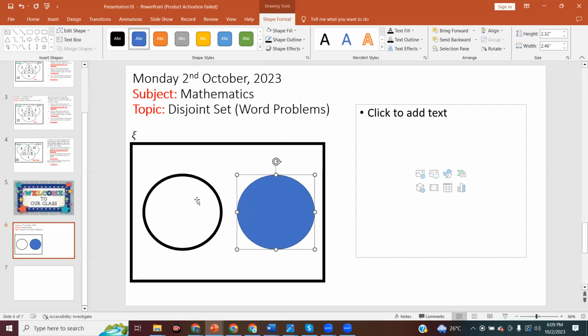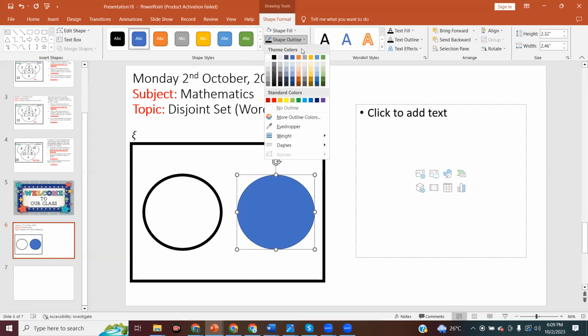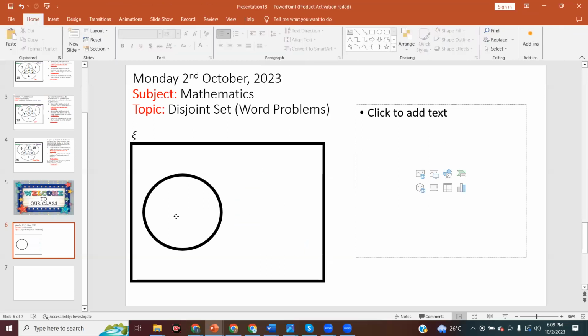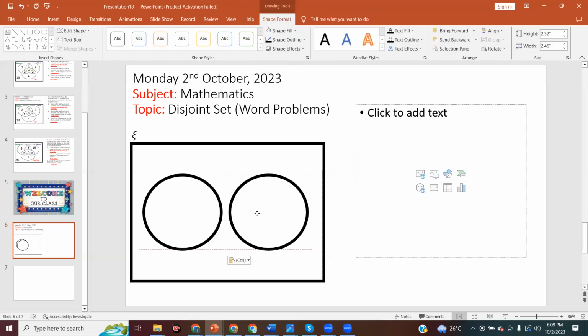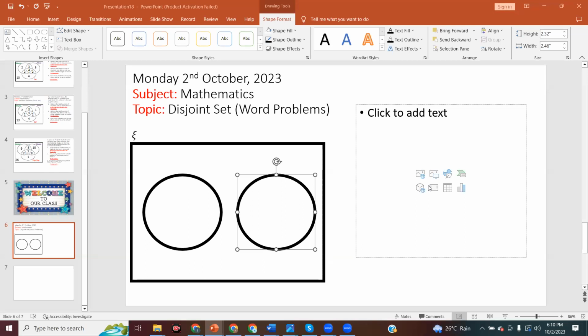All right, good. Then we have a duplicate of this. So these sets, do we have any overlapping areas? No, sir. So what do we call these two sets since we have no overlapping area? Disjoint sets.